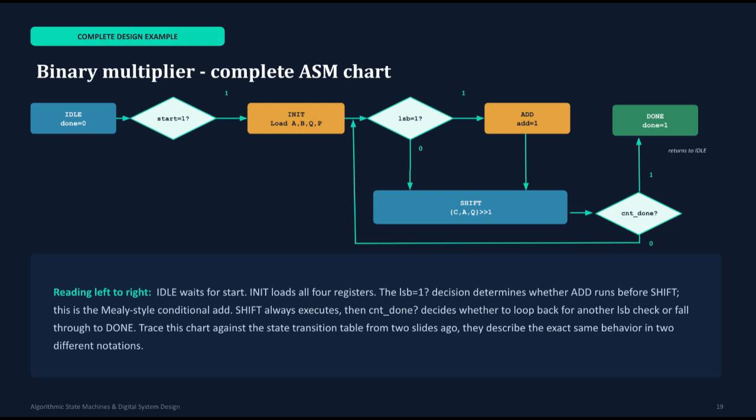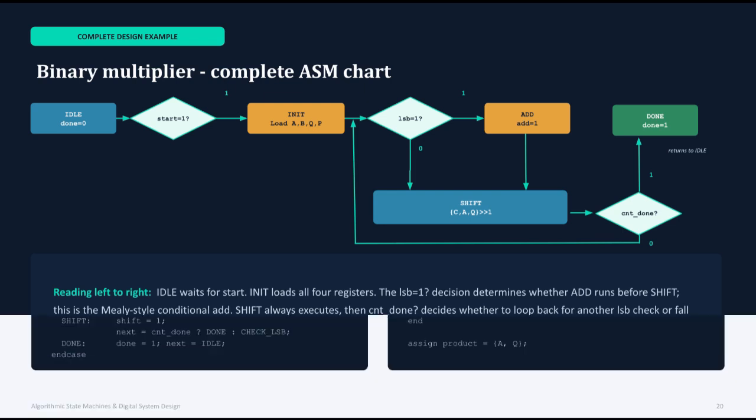Compare this directly against the state transition table from a few slides back. Idle, MUL0, and MUL1 map exactly onto the idle, LSB check, and shift states here. Same algorithm, 2 different notations. We now have a complete, verified ASM chart. Let's translate it directly into HDL for both the controller and the datapath.